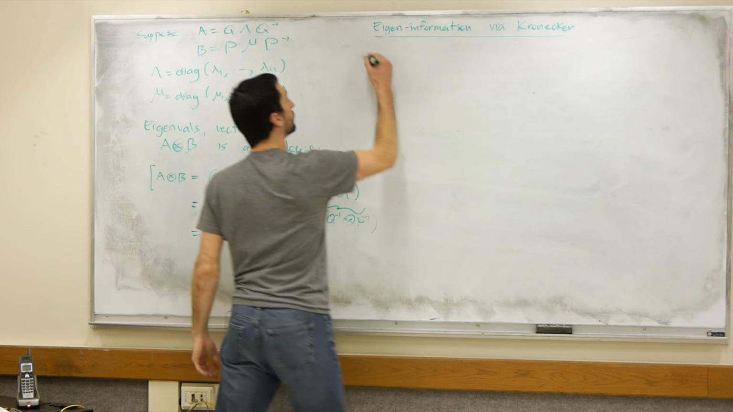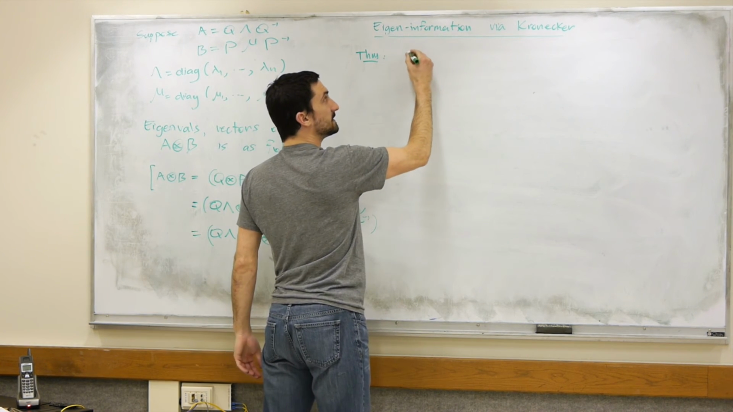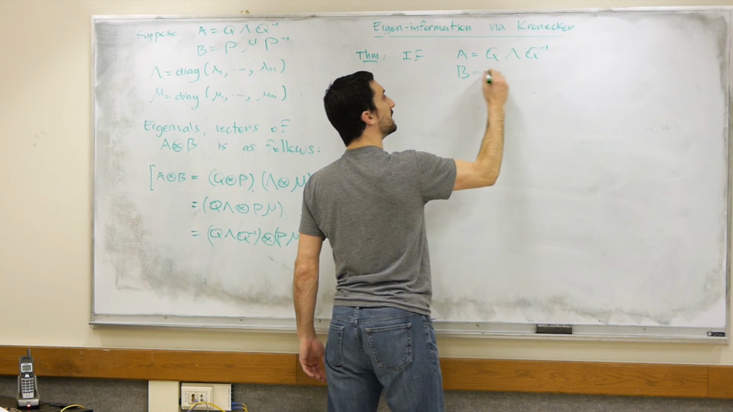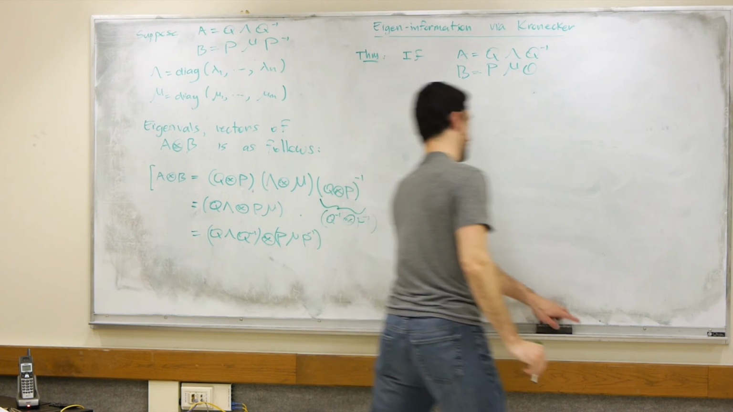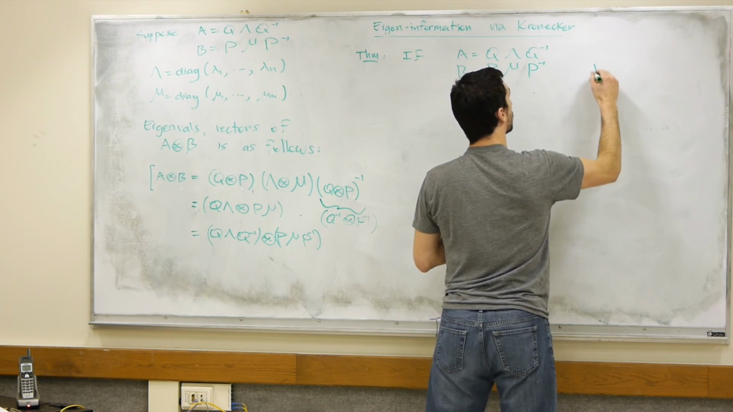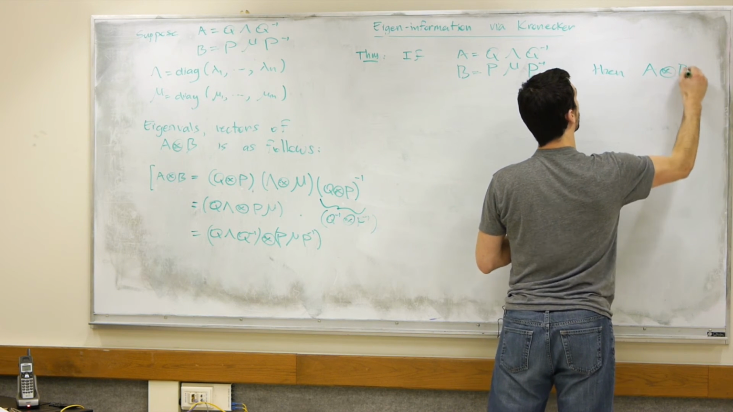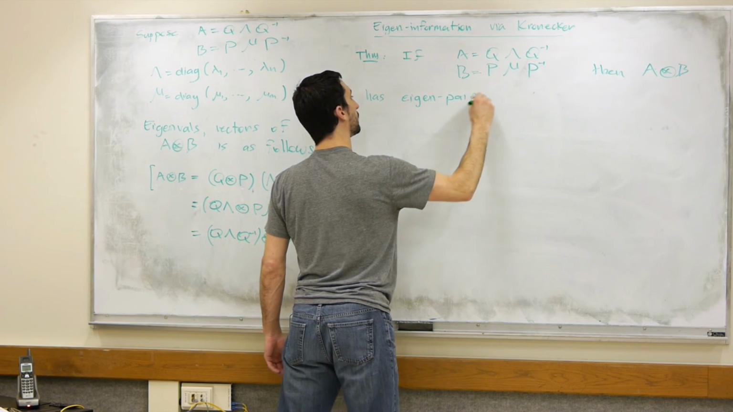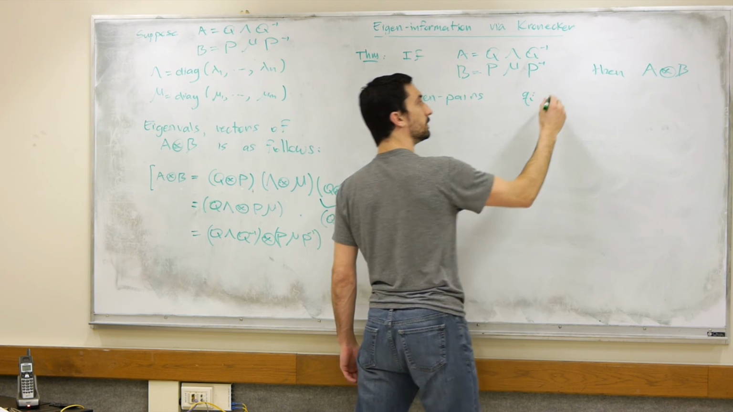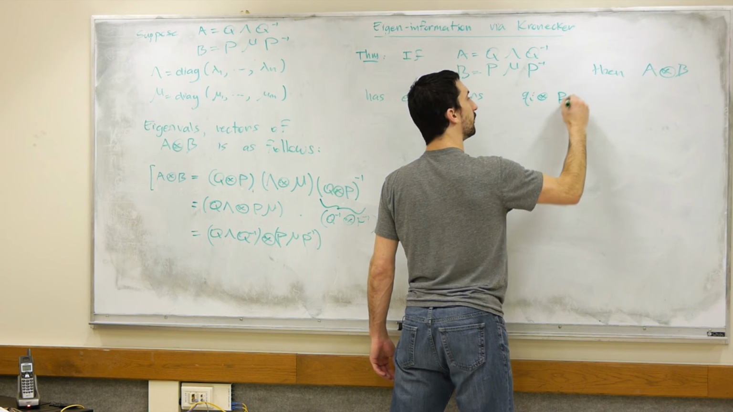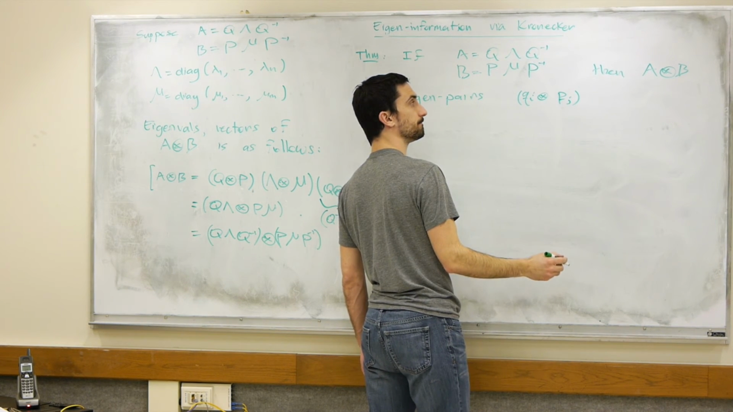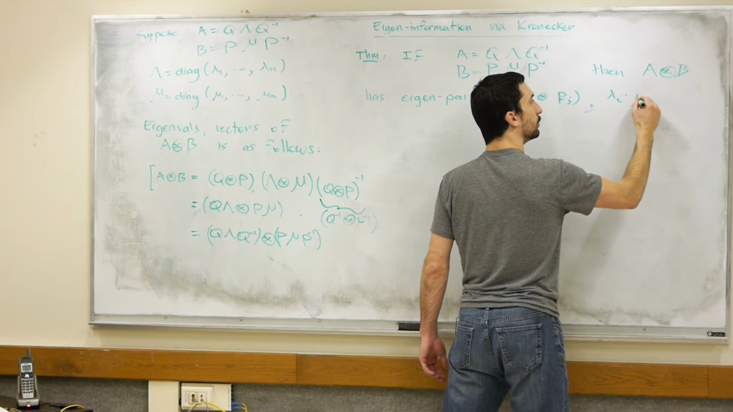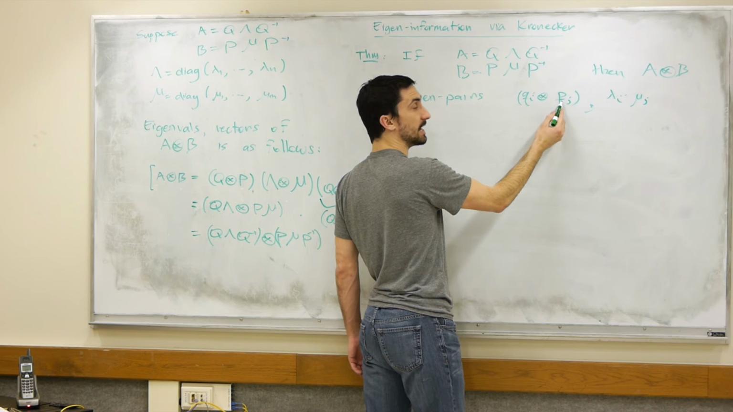So what we've just proved is, if A is diagonalized like this and B is diagonalized like this, then A Kronecker B has eigenpairs: a column of Q Kronecker a column of P, together with eigenvalue lambda i mu j, corresponding to the eigenvector Qi Kronecker Pj.